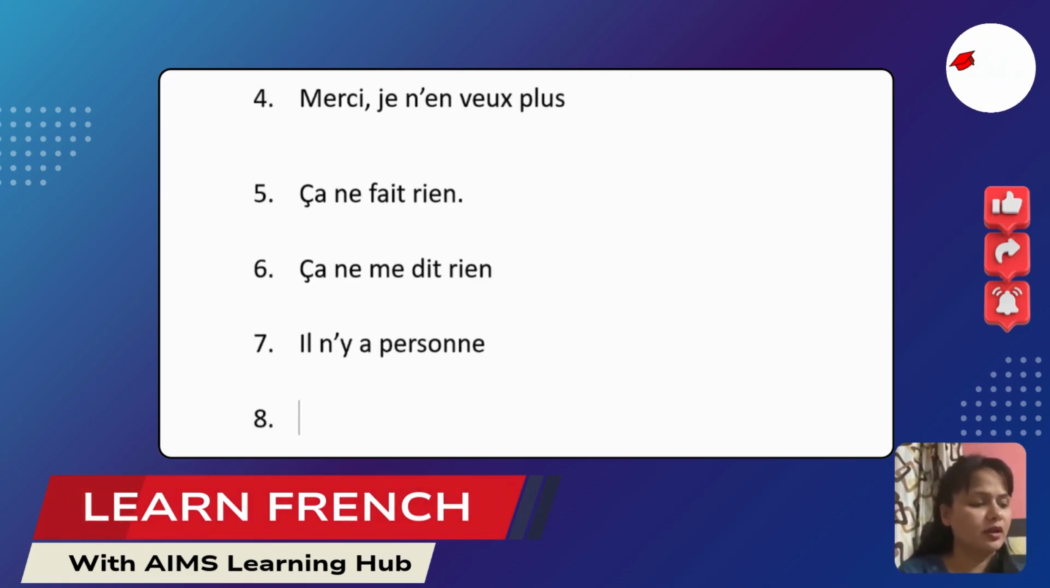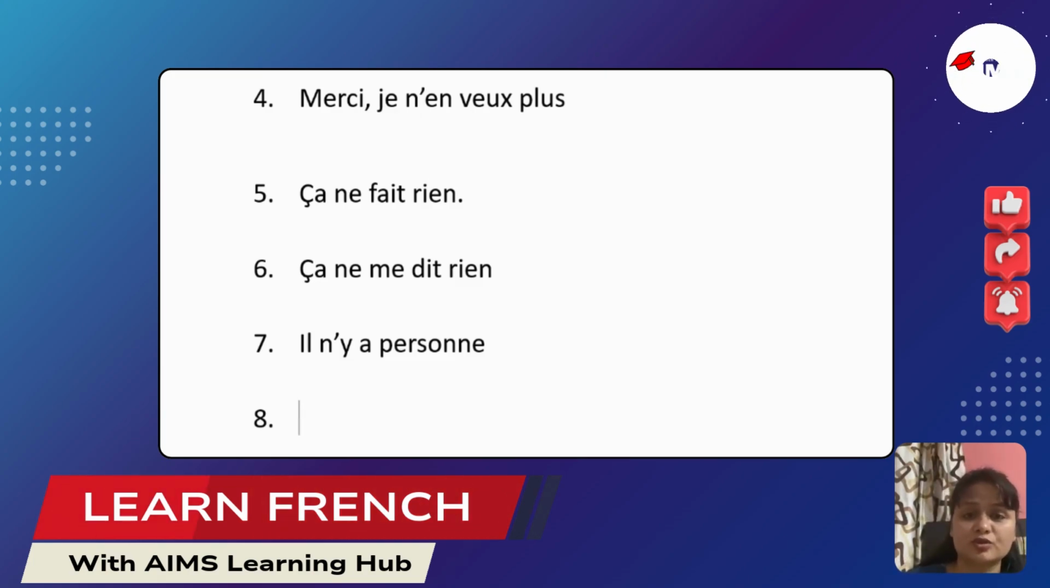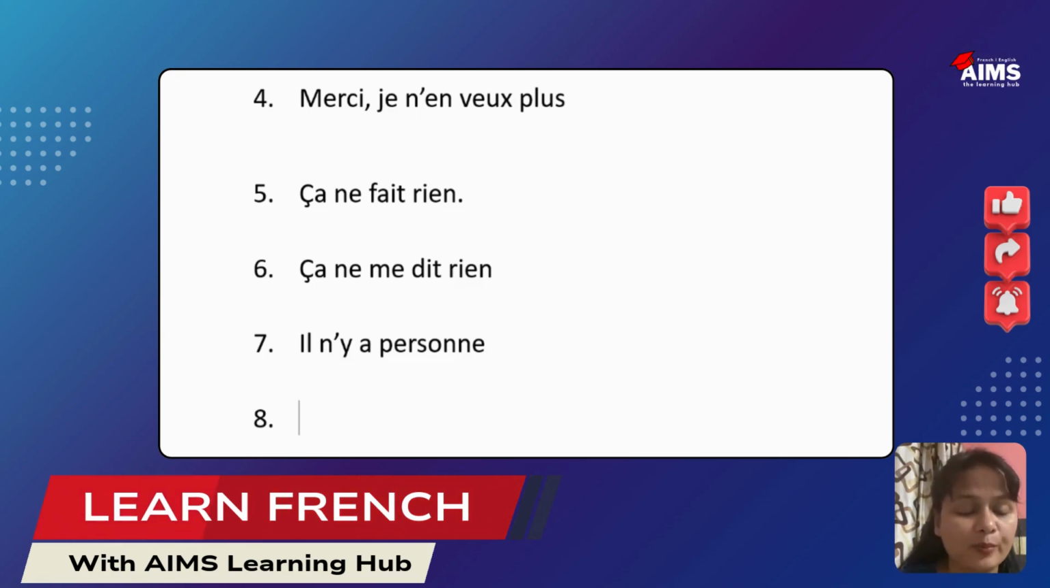Next is il n'y a personne. Very easy. When you want to say no one is here, or no one is there, il n'y a personne. Okay. So I'm asking, is there anyone in the room? No one is there. No one is there in the shop. Il n'y a personne.